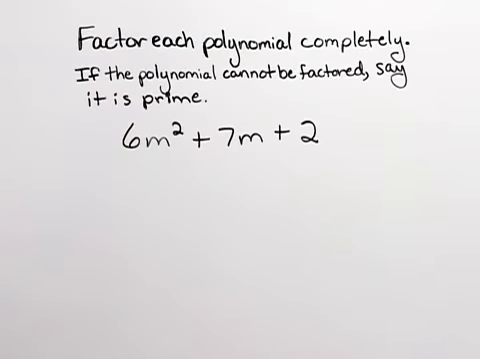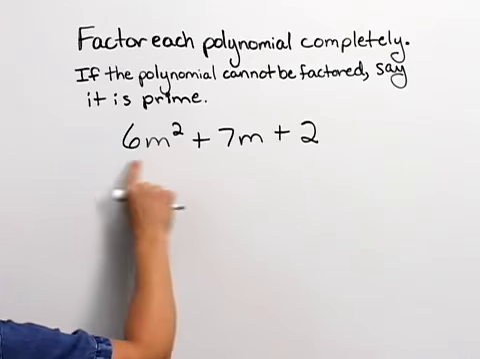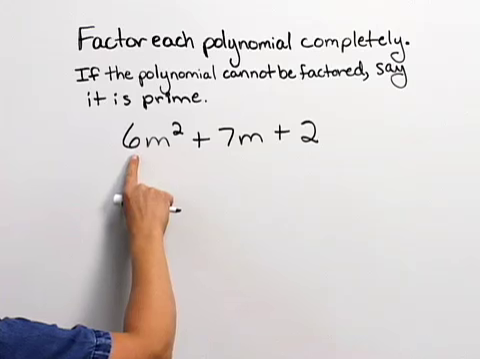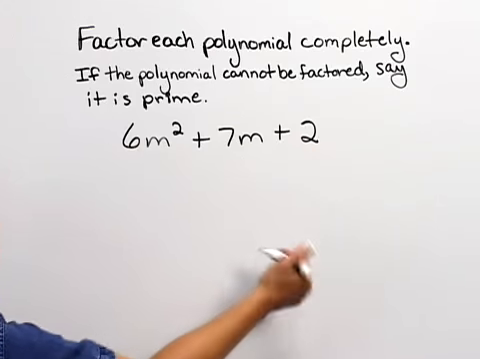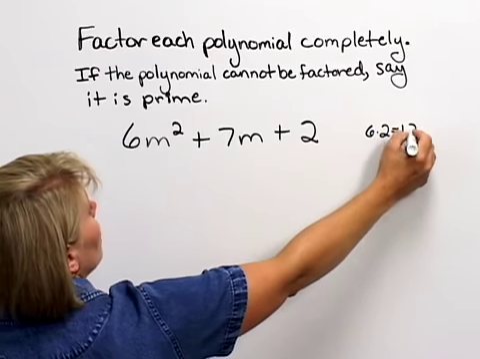For this particular trinomial, notice that we don't have anything in common, and there's 3 terms. Our leading coefficient is not 1. So we're going to do factoring by grouping. We'll take our leading coefficient of 6 and multiply it by our constant term, 2. 6 times 2 is 12.